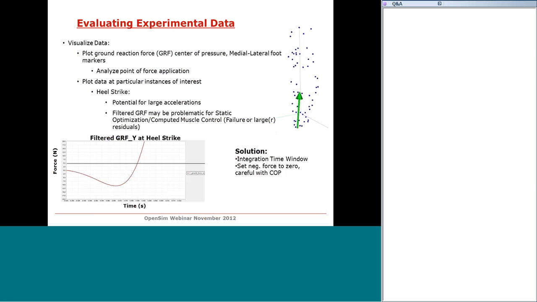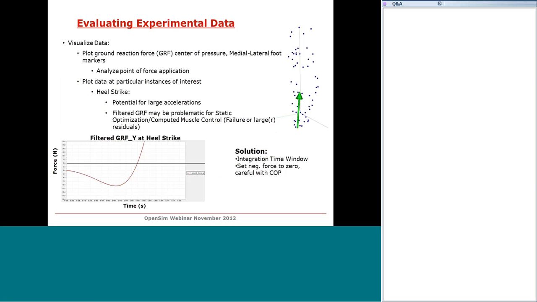After your experimental data has been properly imported into OpenSim, it may be useful to assess its quality and accuracy. This can be done very easily by visualizing the data using the plotting tool. For example, the center of pressure location can be plotted alongside the location of the medial and lateral ankle markers to analyze the point of force application on the foot.